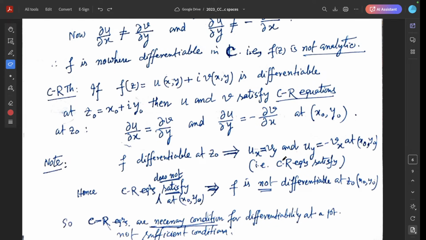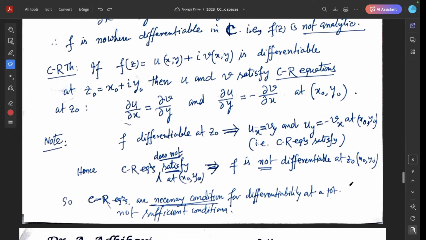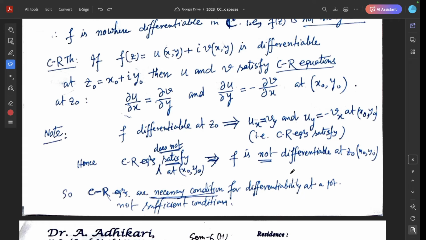So this condition actually is the necessary condition. This Cauchy-Riemann equation is the necessary condition for differentiability of f at the point z0. So contrapositively, we can write, if the Cauchy-Riemann equations are not satisfied, that is u x not equal to v y, u y not equal to minus v x at the point x0, y0, this implies f is not differentiable at the point z0. So this condition is the necessary condition, but not a sufficient condition.